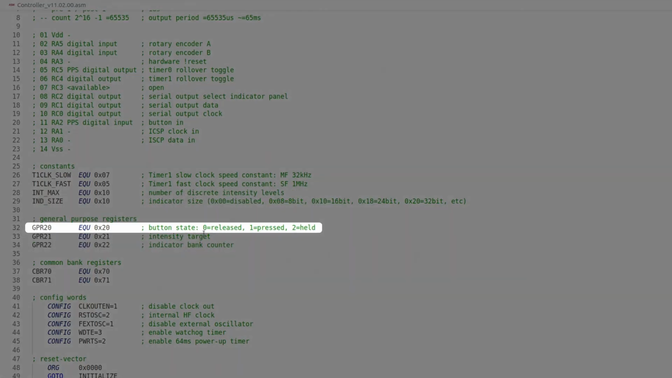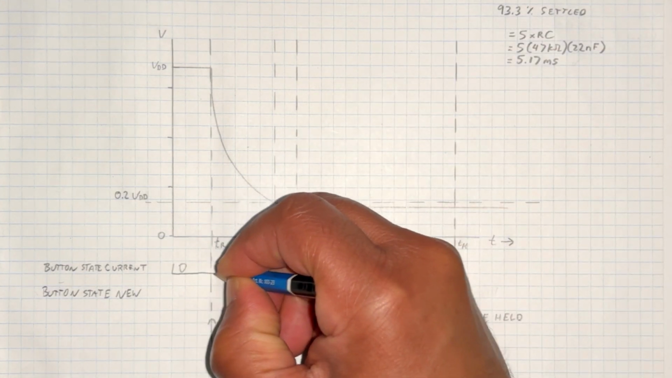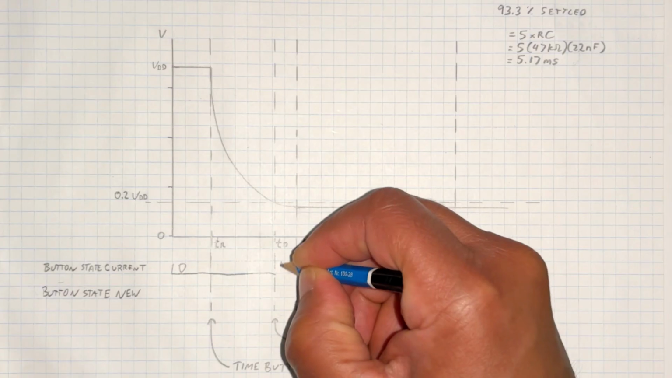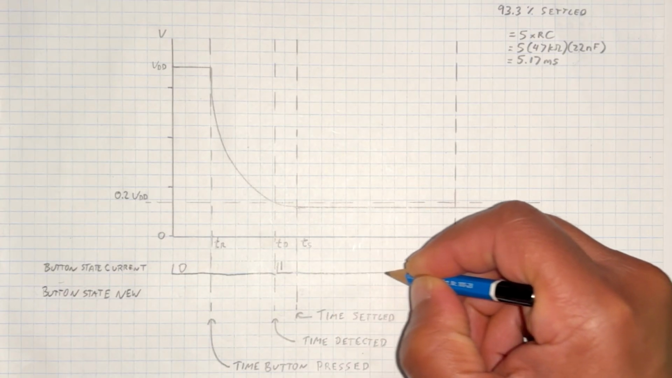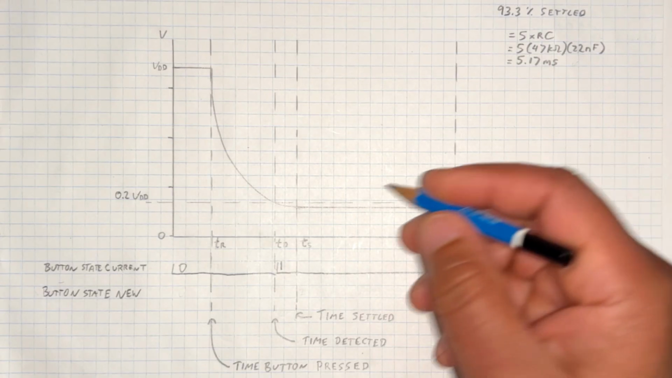So now we can make some changes to the code, and the first thing we need to adjust is our button states. Right now we have 3 button states. We have 0, which indicates a button's released, 1, which indicates it's pressed, and 2, which indicates it's held. On our chart, we start at button state 0 and then transition to 1 at the point TD. And then we transition to 2 at the point TH, when we recognize that it's been held for a certain amount of time.